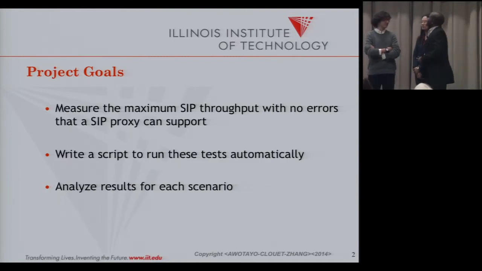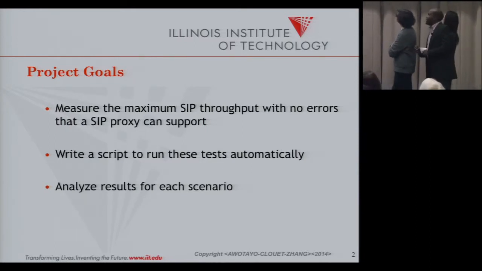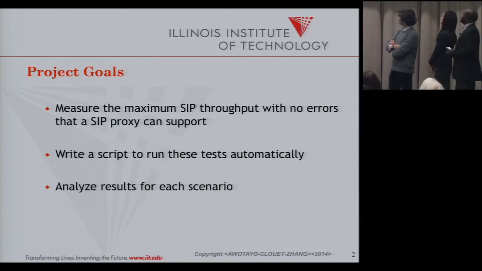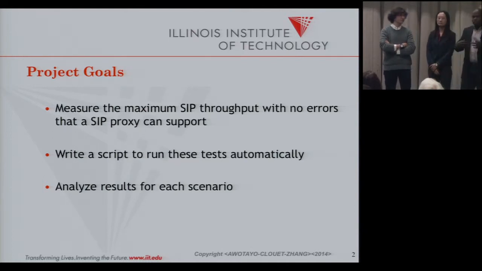We had these project goals when we embarked on this project. The first one is to measure the maximum SIP throughput with no errors that a SIP proxy can support. And the second step is to write a script to run this test automatically, then analyze the results for each scenario, which will be discussed much later.